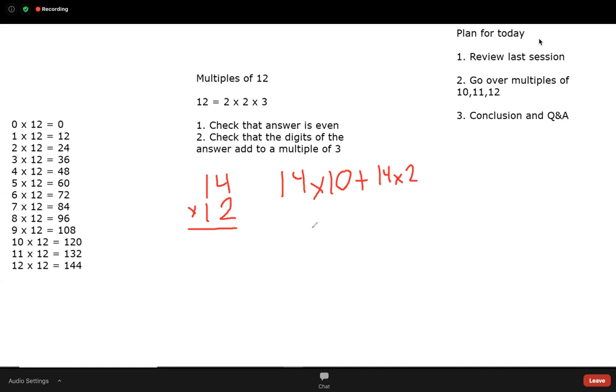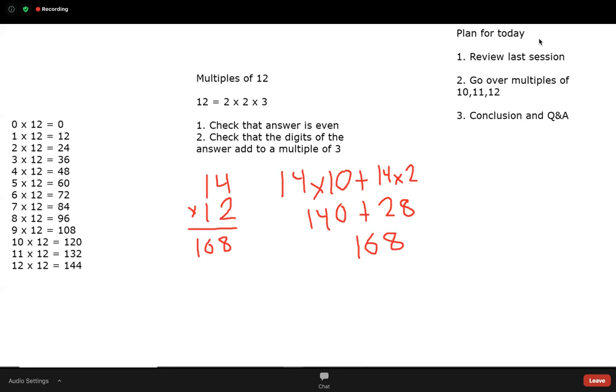Here, 14 times 10 will be 140. And 14 times 2 will be 28. So when you add these two together, you'll get 168. It'll just take a little longer to get there.